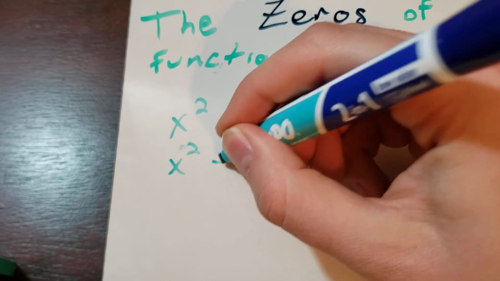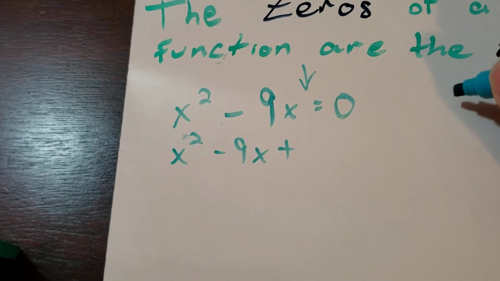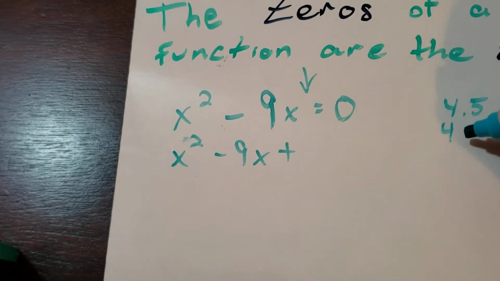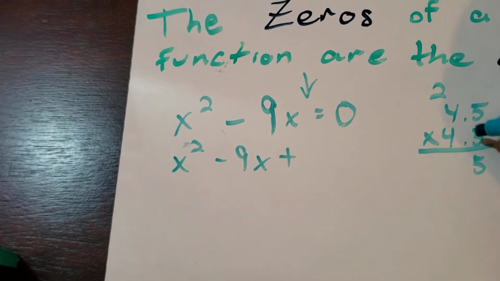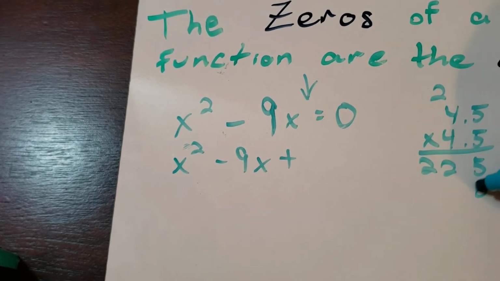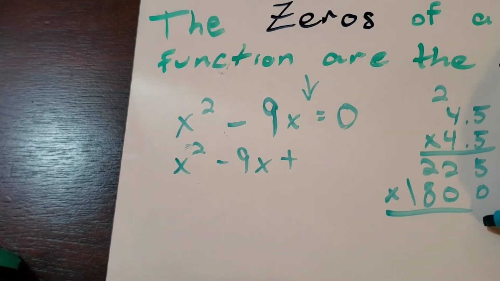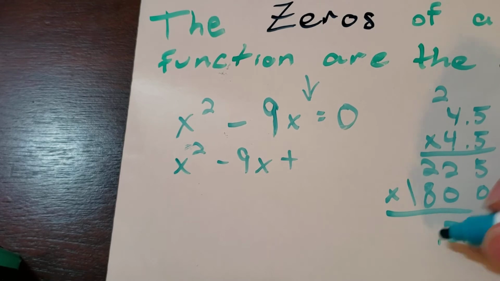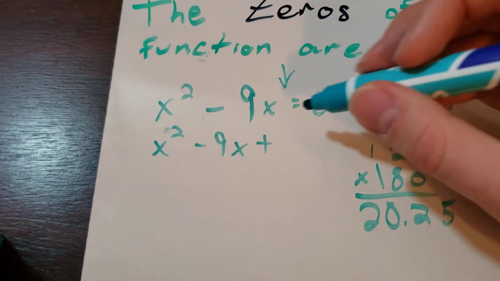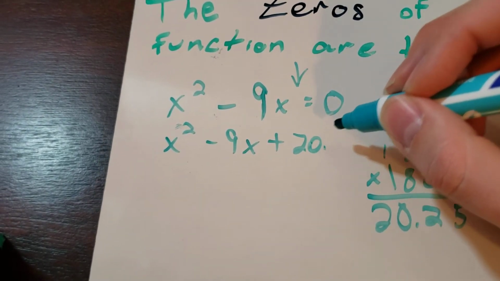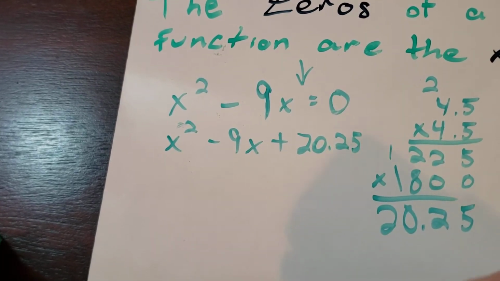X squared minus 9x plus 9 divided by 2 is 4.5. 4.5 times 4.5 is a number that I don't know off the top of my head. That's 20.25, but I already know because of the diamond problem that this could just be b over 2.